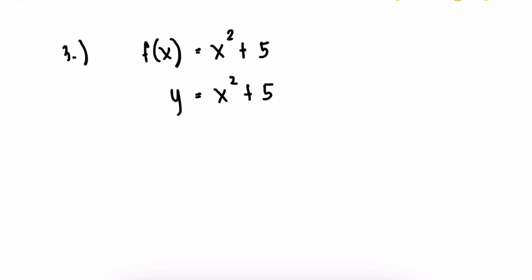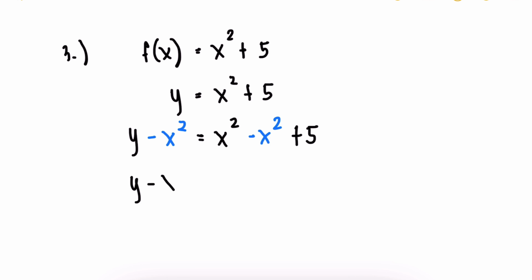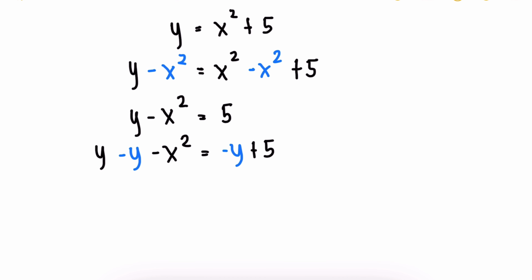Since we're solving x in terms of y, or so-called x form, add both sides by negative x squared through addition property of equality, to isolate variable x to the left side of the equation. Subtract x squared minus x squared on the right side of the equation. Therefore, the resulting equation is y minus x squared is equal to 5. To isolate the variable x on one side, add both sides by negative y through addition property of equality. The resulting equation will be y minus x squared is equal to negative y plus 5.